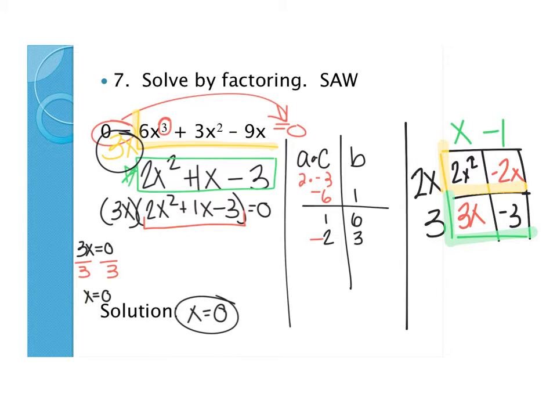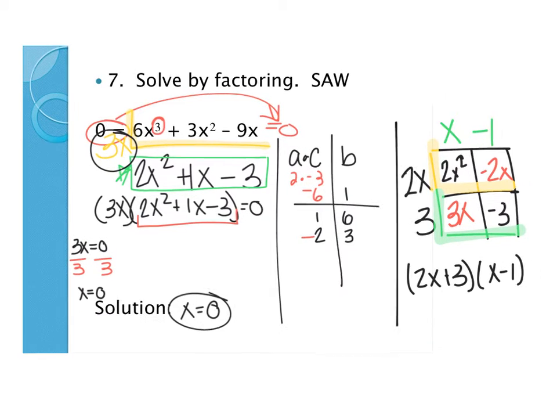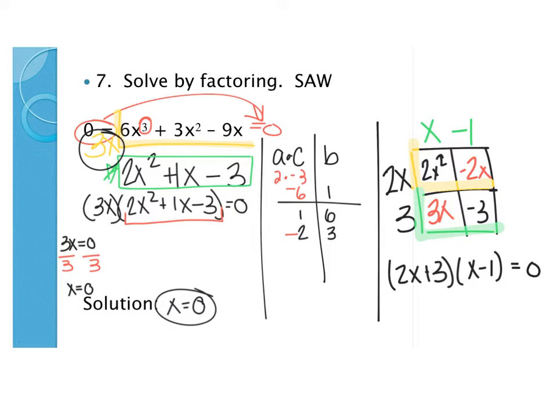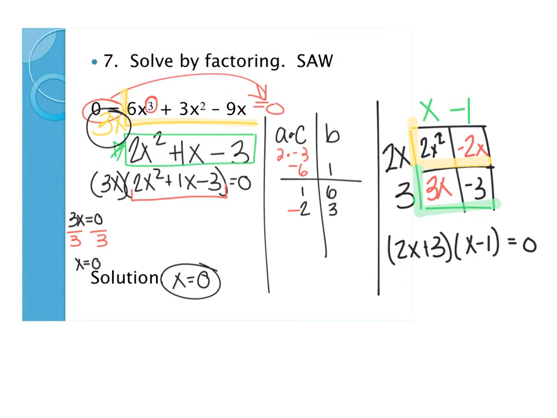But this is a factor so we can do what? Let's say each of those in the parentheses is equal to 0. That's what I did on my homework, right? 2x plus 3 equals 0. Then x minus 1 equals 0.